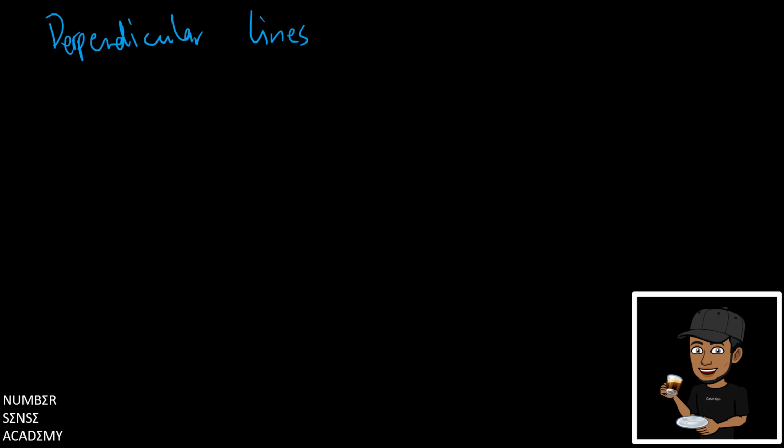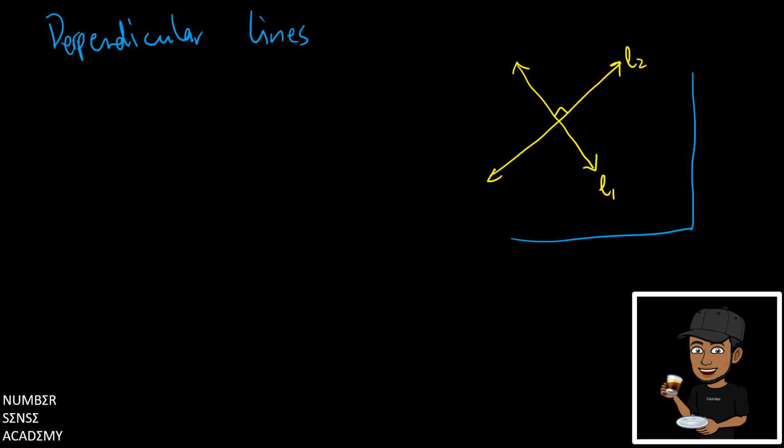Okay, so if two lines are perpendicular, then we know that they meet at a 90-degree angle. So I'm just going to draw the line. We've already seen an example of this. So we have these two lines, L1 and L2. And we know that they meet at a 90-degree angle. So these are sitting in the Cartesian space. Yeah, they're sitting in this space. Okay. So what do we know about perpendicular lines?